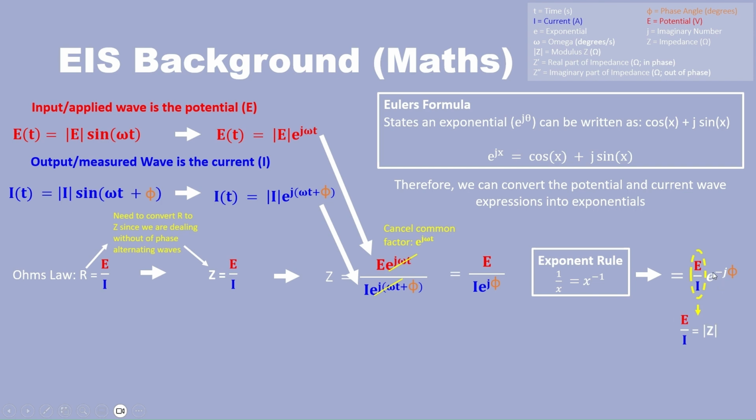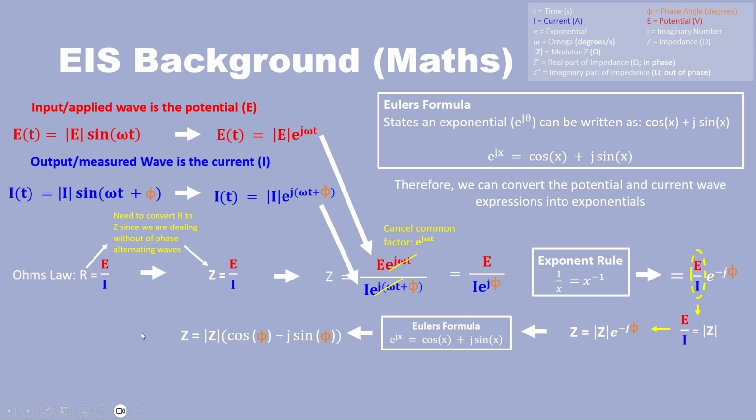From there, we know that this is equal to the modulus of Z. So from that, we can then sub this into here, and then we end up with this. And then from that, we can convert it again with Euler's formula, going from this form into now this form. So then we get something that looks a little like this.